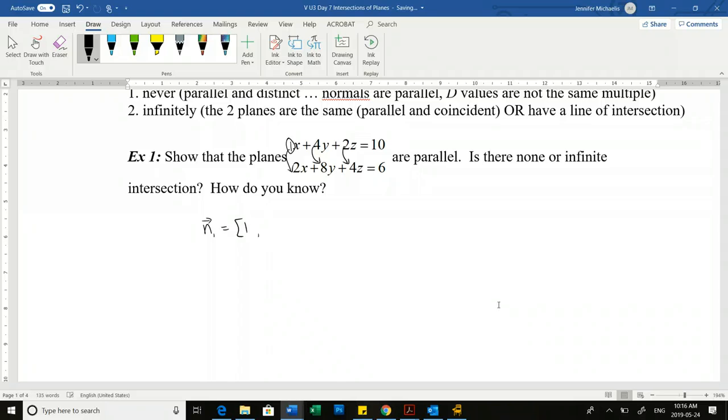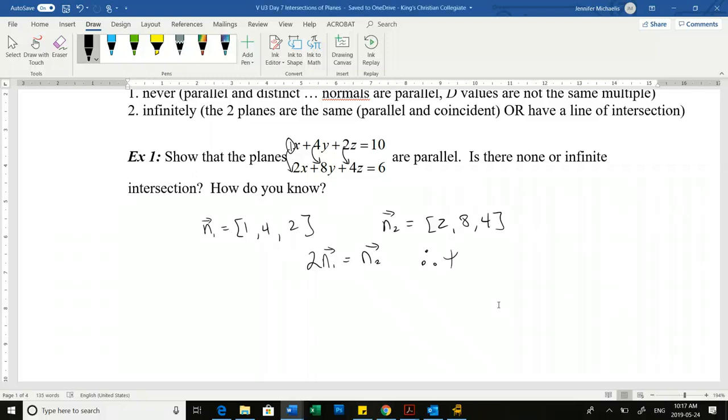Normal number 1 is 1, 4, 2. Normal number 2 is 2, 8, 4. Are these scalar multiples? Yes. What's the scalar multiple? 2. So 2 times normal 1 is equal to normal 2. If the normals are parallel, we know that must mean the planes are parallel. So parallel normals means parallel planes. Therefore, the planes are parallel. And then we just need to decide if they are parallel and distinct or parallel and coincident.